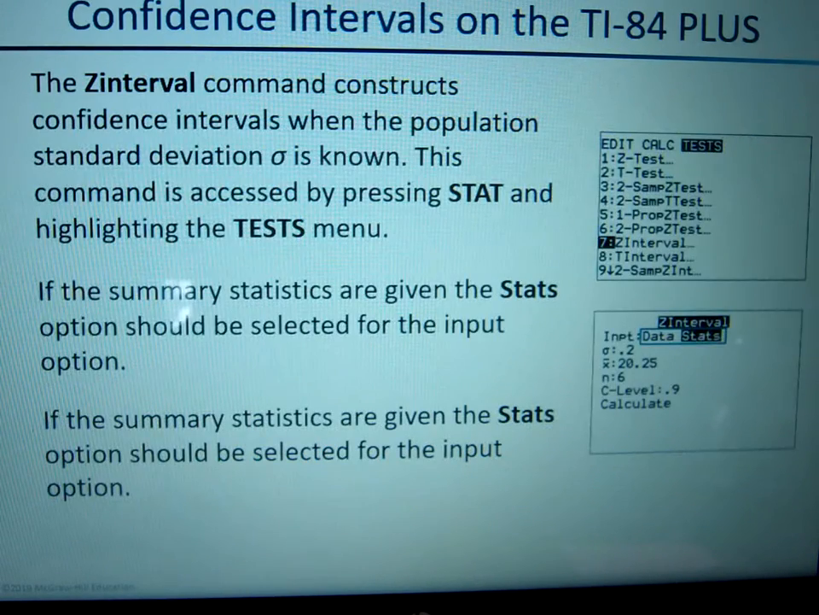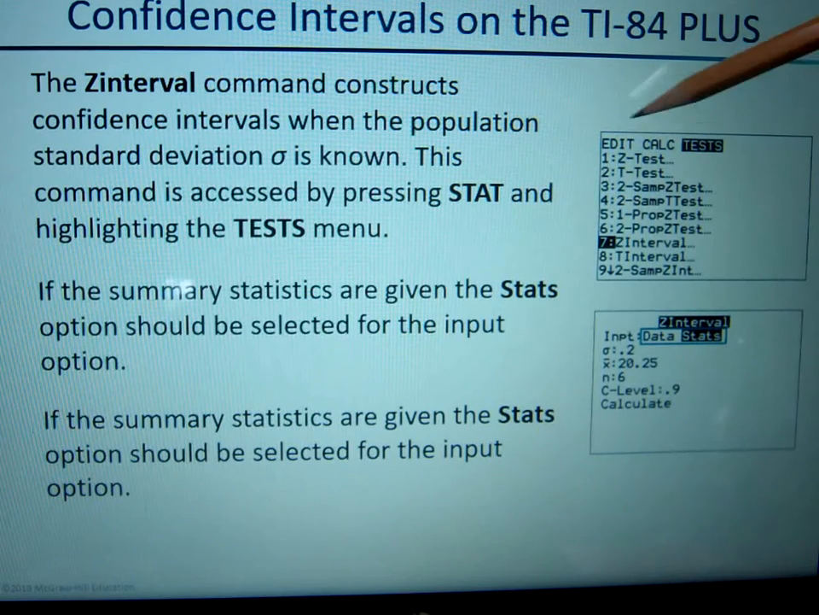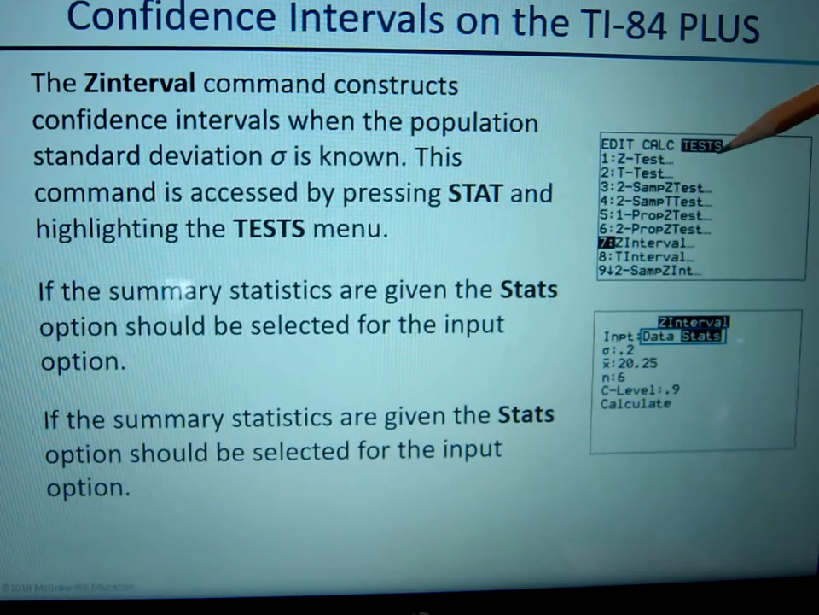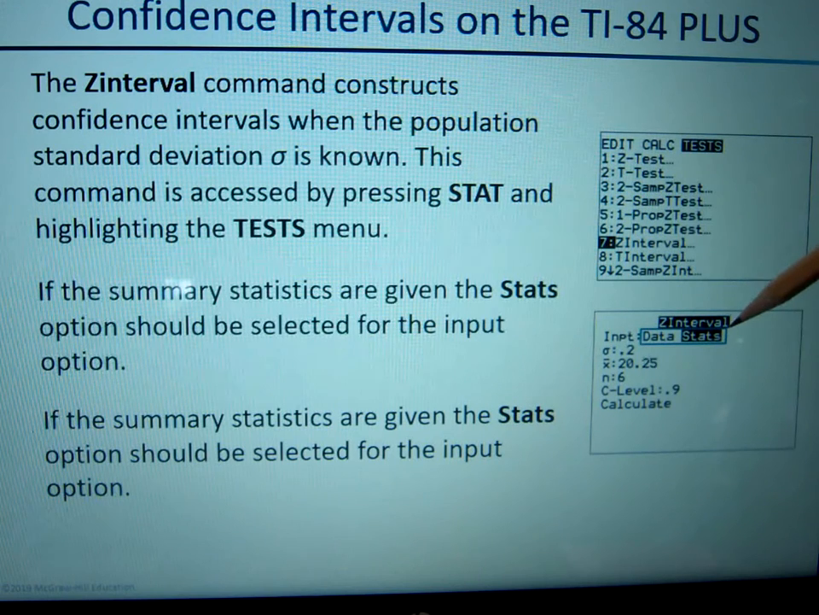All right, now you can find the confidence interval on your TI-84 by using your Z interval command. It constructs the confidence interval when the population standard deviation is known. This command is accessed by pressing Stat, highlighting the Tests menu. So tests are over here. And the summary statistics are given by the Stats option, which should be selected for the input option. So when you're over here and you get the Z interval, then you're going to hit the Stats option.